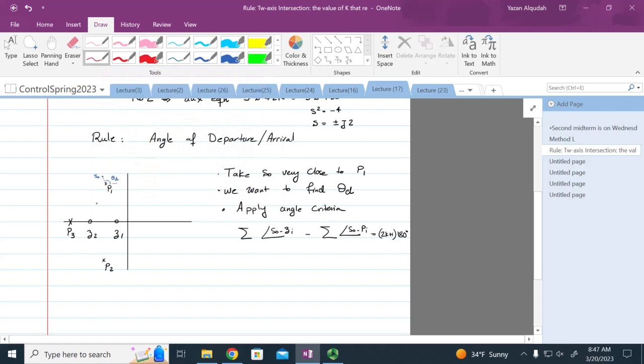I'm going to come here and find all these angles. Now where do I have to find these angles to? I have to find the angles between S0 and all the poles and zeros, don't I? If this S0 is on the root locus, I have to find the angle from S0 to all the poles and zeros. But how am I going to find S0 when I do not even know where S0 is?